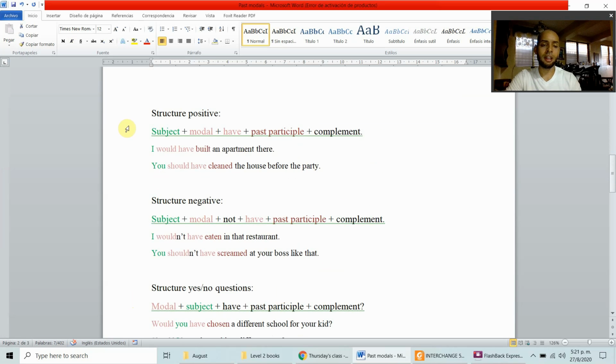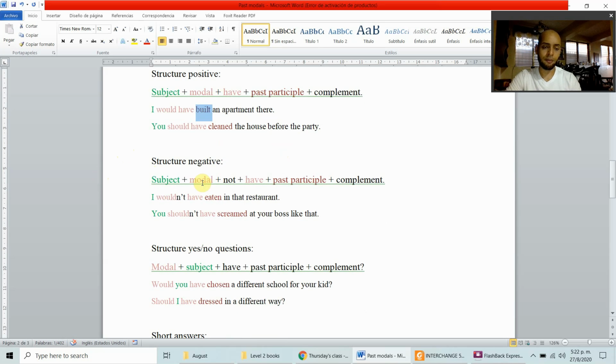So let's take a look at the structure. Structure for positive sentences: the subject, the modal, one of these modals, would or should, the auxiliary have, the past participle, and a complement. I would have built an apartment here. The subject, a modal would have, the past participle of build, and the complement. You should have cleaned the house before the party.